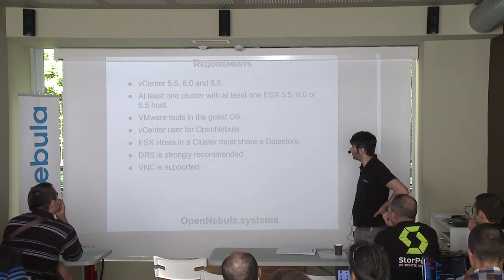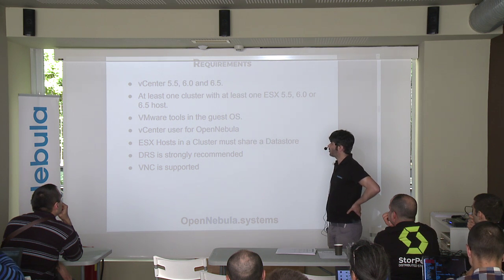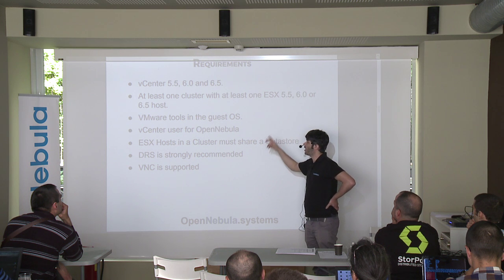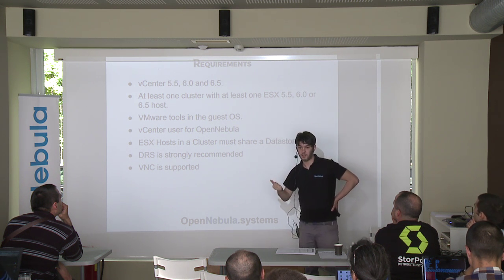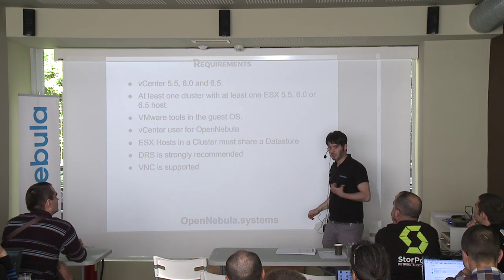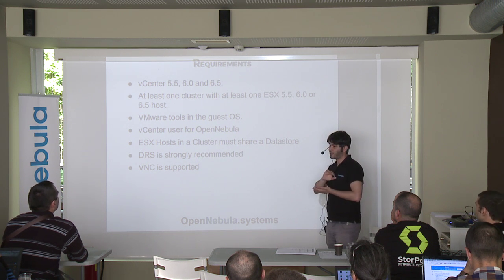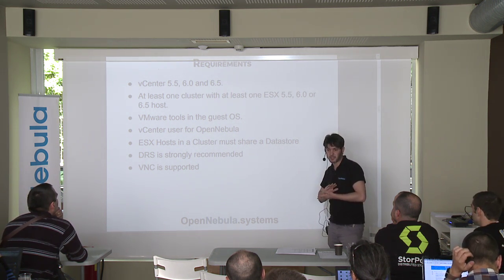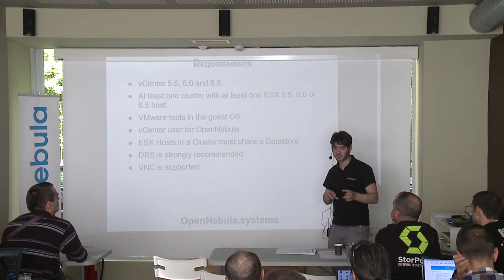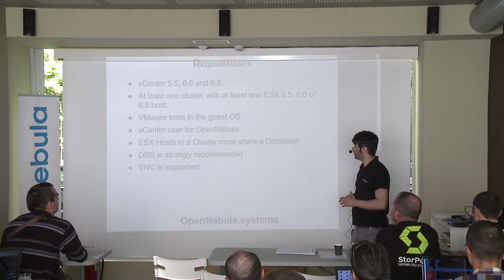What you need to run this integration is vCenter 5.5. The current version works with 5.5 and 6.0. 6.5 works in the development version, that's going to be released hopefully in a month or so. You need to have the ESX machines inside a cluster. There are people that have the ESX directly inside a data center without a cluster, but OpenNebula requires a cluster on top of that.